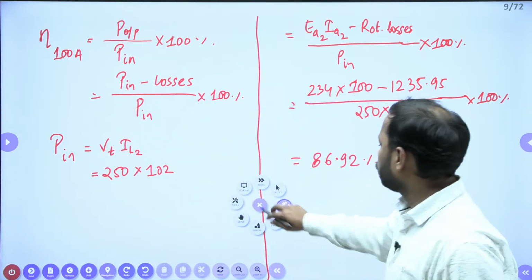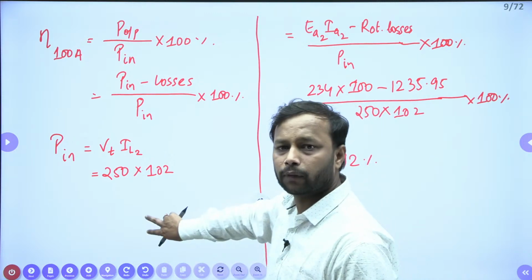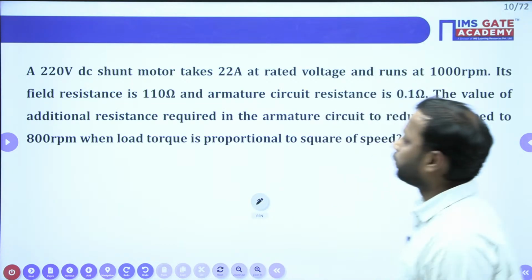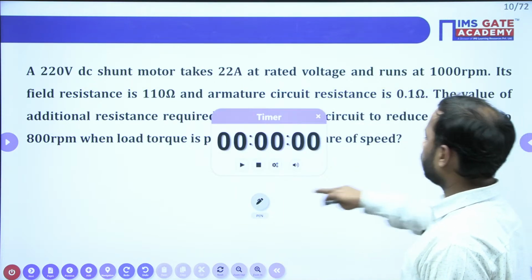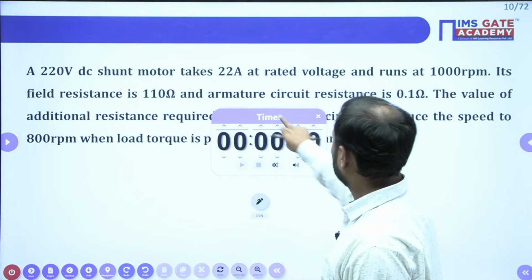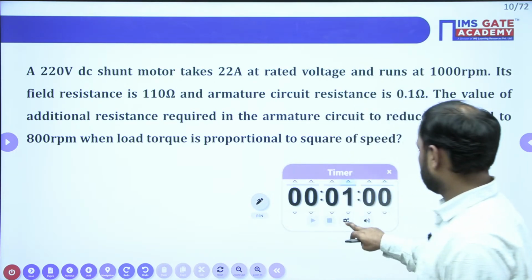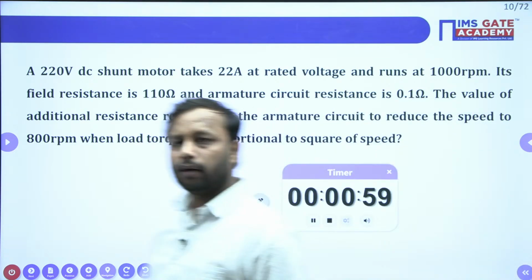So let me take you to the next second question, which is this one. Let me give you 1 minute for this. Read the question and find the answer.